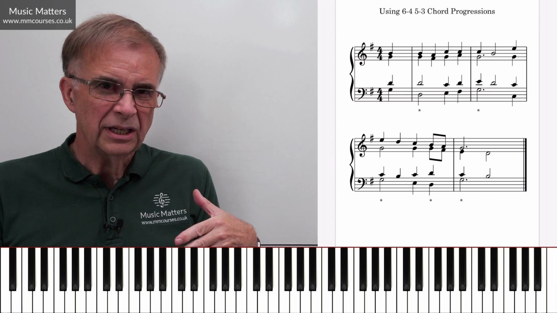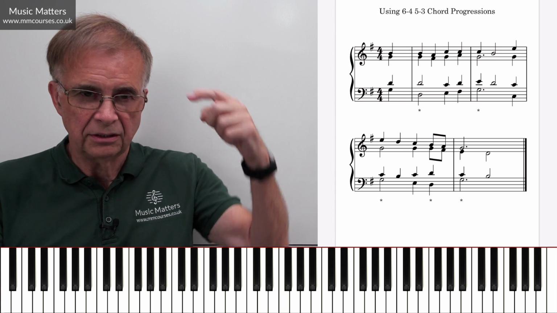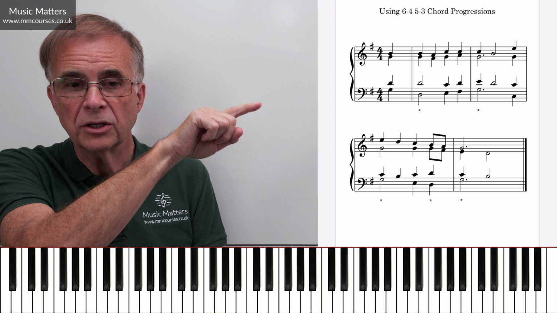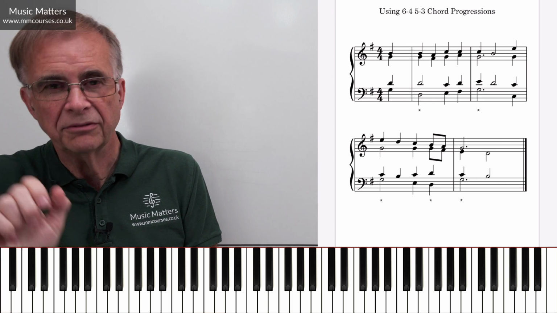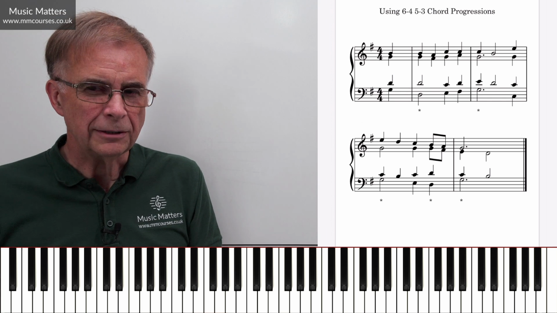So you shouldn't have 6 in one part followed by 3 in the same part, and then have 4 in another part followed by 5 and be switching them around. Whichever part's got the 6, the same part takes the 5. Whichever part's got the 4, the same part takes the 3.